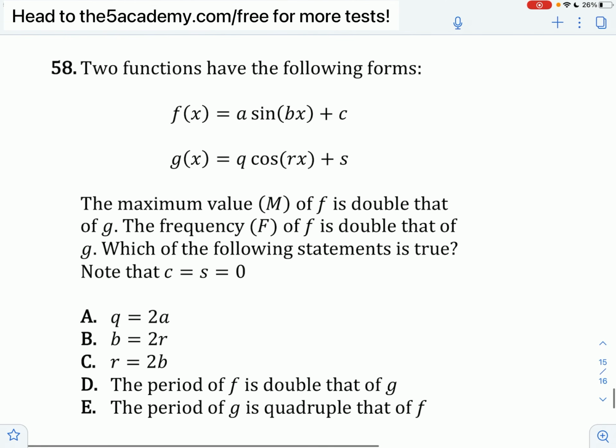Two functions have the following forms. The maximum value m of f is double that of g. The frequency of f is double that of g. Which of the following is true?